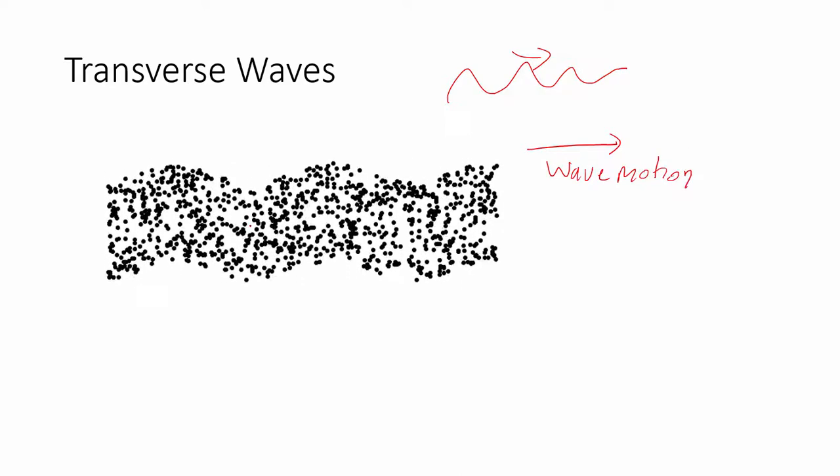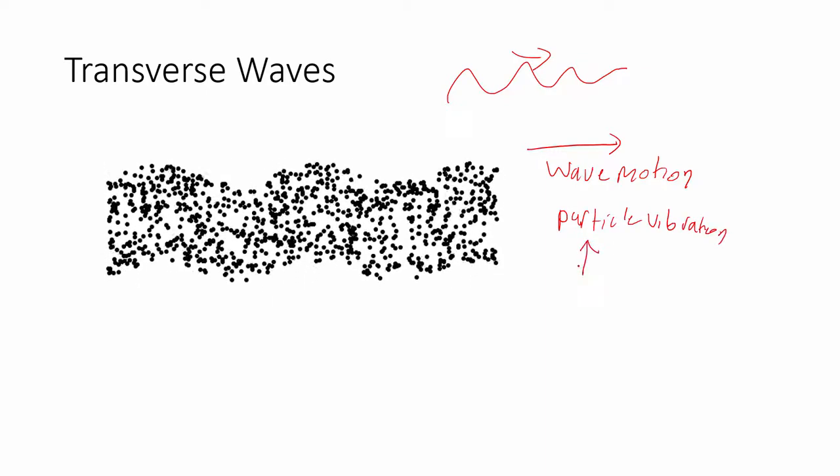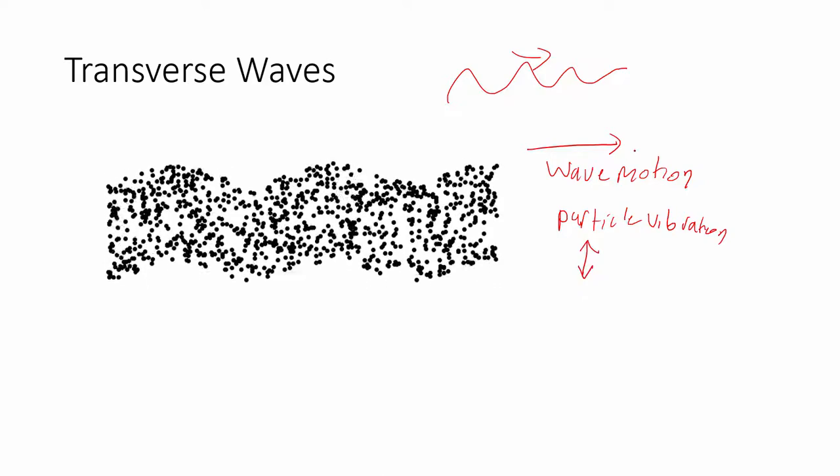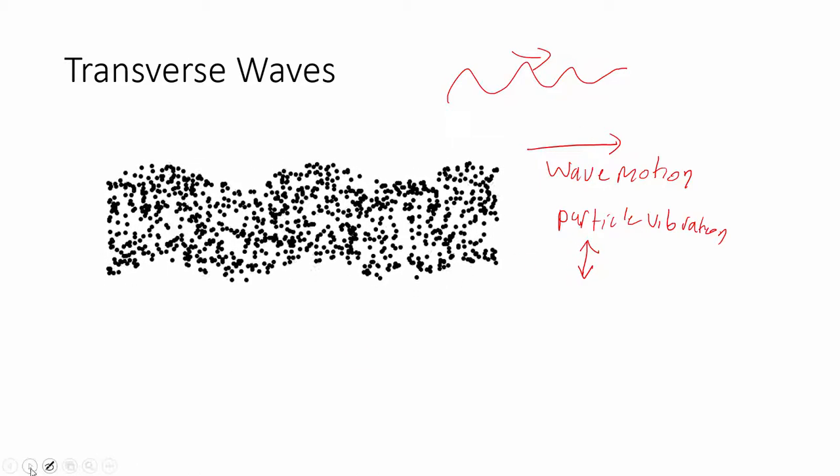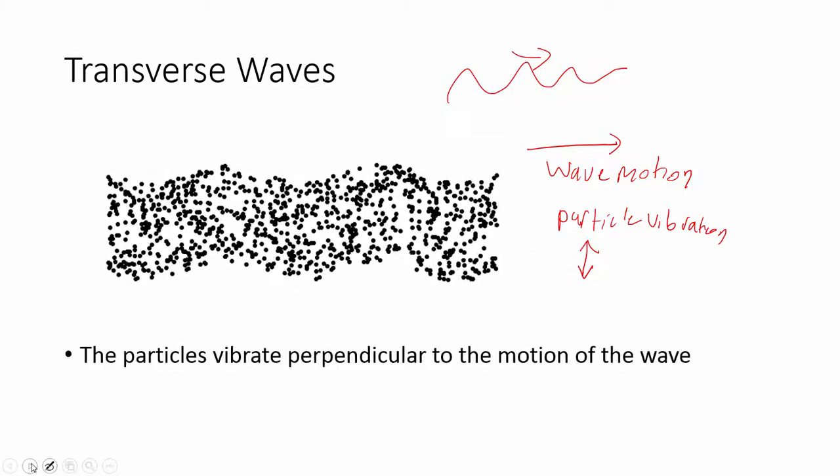However, if you follow a particle, you'll see that the particles just vibrate up and down. So the particle vibration, or the vibration of the medium, is orthogonal, or at a right angle to that. So the particles are vibrating up and down, the wave is moving left to right, and we call this transverse because the vibration is across the wave motion. And so in a transverse wave, the particles vibrate perpendicular to the motion of the wave. Longitudinal waves, they don't do that.